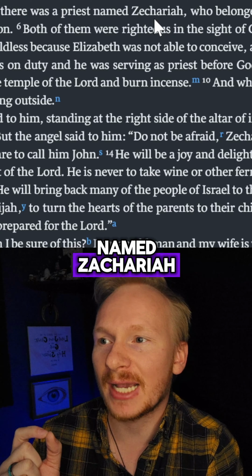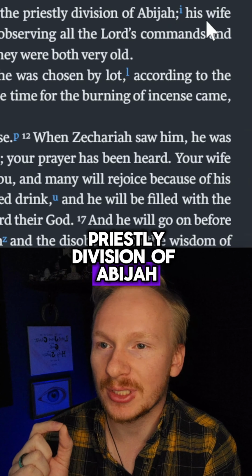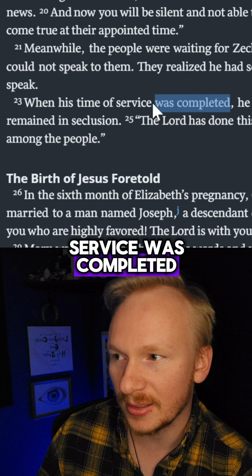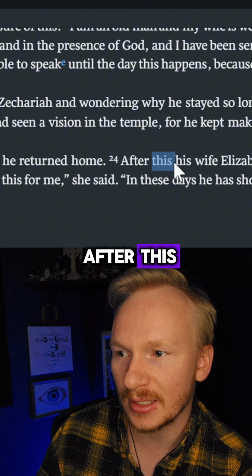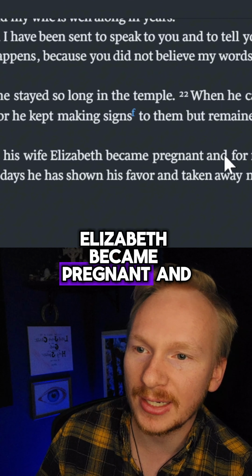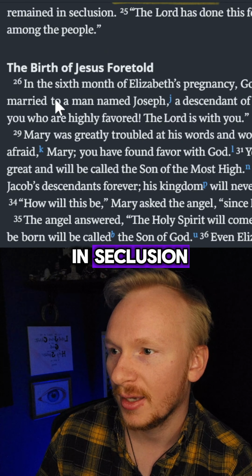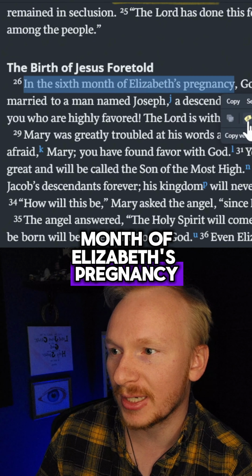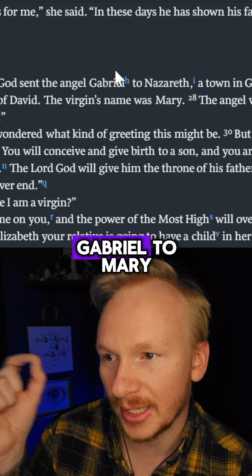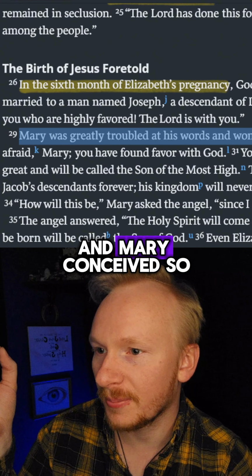There was a priest named Zechariah who belonged to the priestly division of Abijah. When his time of service was completed, he returned home, and after this, his wife Elizabeth became pregnant and for 5 months remained in seclusion. And in the 6th month of Elizabeth's pregnancy, God sent an angel, Gabriel, to Mary, and Mary conceived.